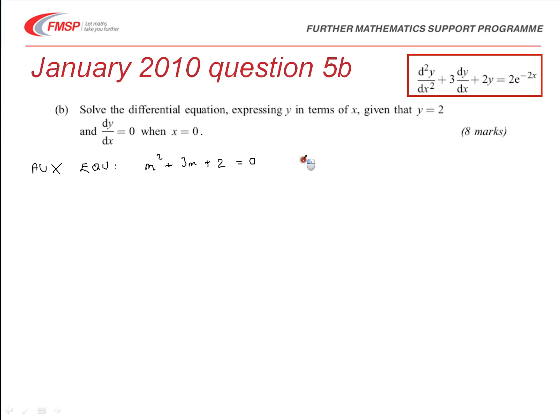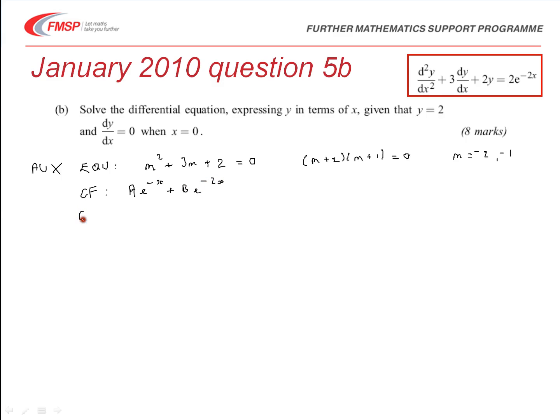And we can see that factorises quite quickly into (m + 2)(m + 1) = 0, and so that gives us 2 values of m, as -2 and -1, and so we can write down our complementary function as being a e^(-x) + b e^(-2x).